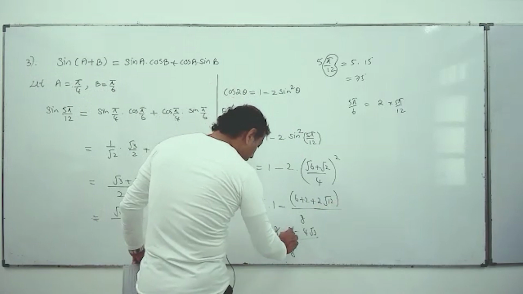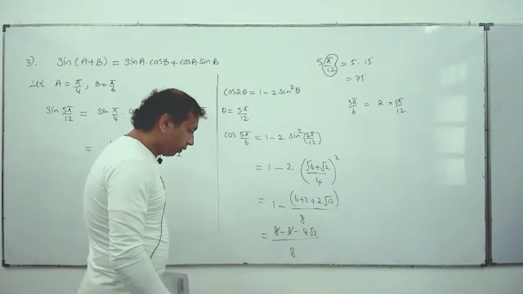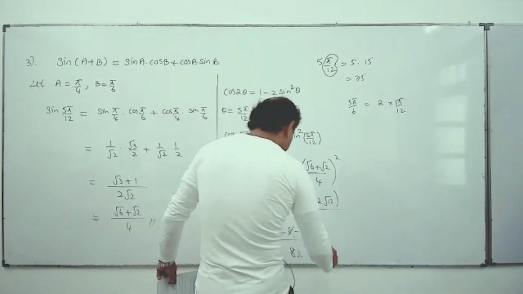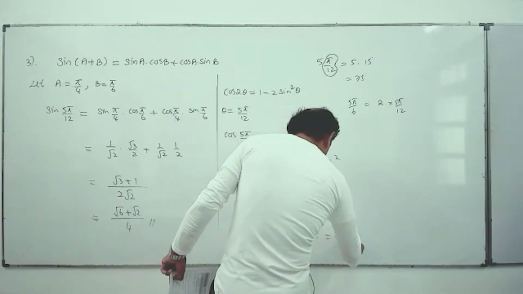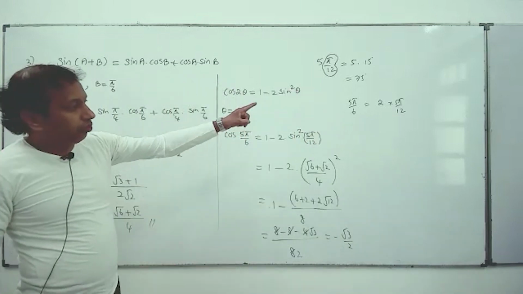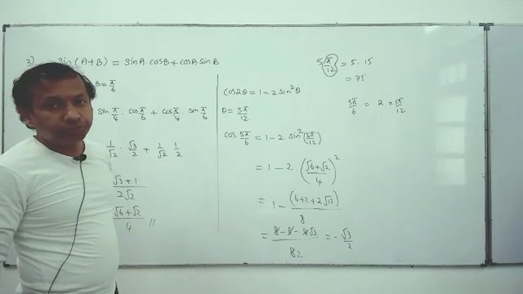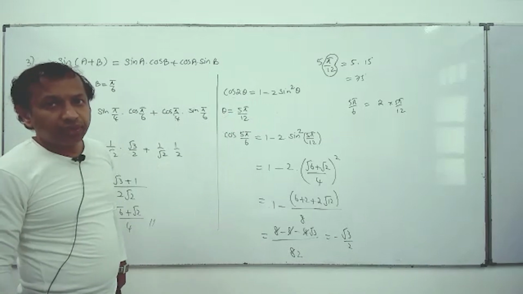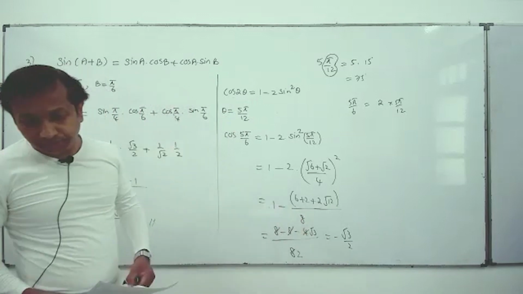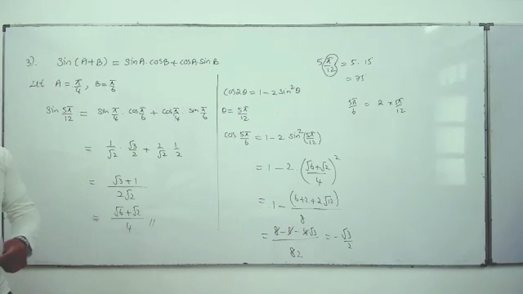This and this you can cancel down, and 4 and this you can cancel down. We get minus root 3 by 2. Correct? 5 pi by 6 means 150 degrees. Cos 150 is equal to minus cos 30, which is minus root 3 by 2. Answer is coming. Right, next part.